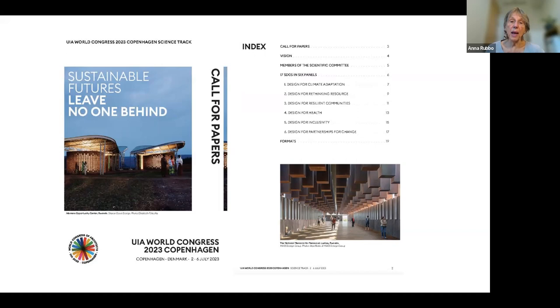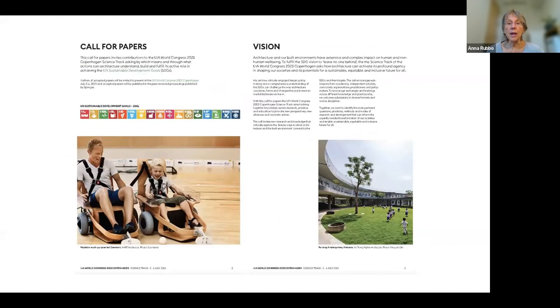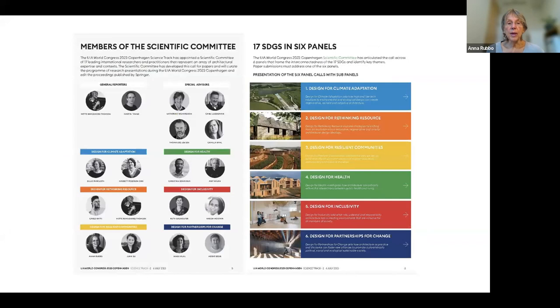and the panel that we are co-chairing is number three on the screen, Design for Resilient Communities. So can we have the next slide? And I think I've just talked a little bit about the vision, so we'll go to the next one. Here we have the members of this different scientific committee, and on the left you can see who all these people are. You may recognize some of them. We have Design for Climate Adaptation, Design for Rethinking Resources, for Resilient Communities, for Health, for Inclusivity, and for Partnerships for Change. Embedded in all these different themes are some of the key issues that have come up today about migration, about climate change, about displacement, about bottom-up strategies. So each of these panels now has a lot of content behind it. So let's have a look at the next slide.